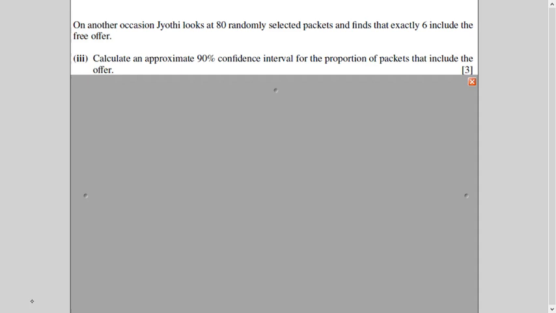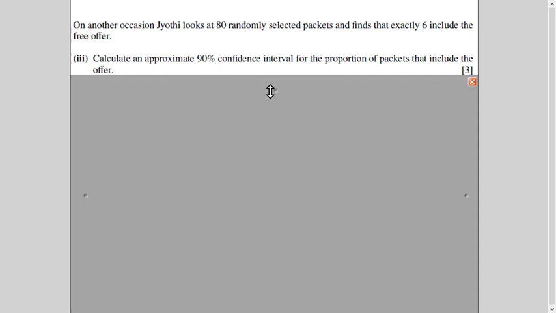Now, the next part of the question is saying, on another occasion, Jyoti looks at 80 randomly selected packets and finds that exactly 6 include the free offer. So out of 80, 6 have that offer. Now you have to calculate a 90% confidence interval for the proportion.